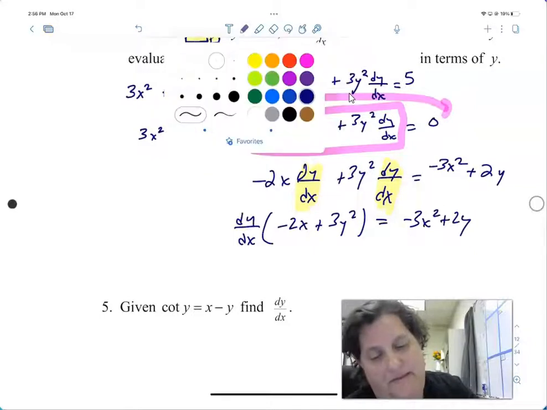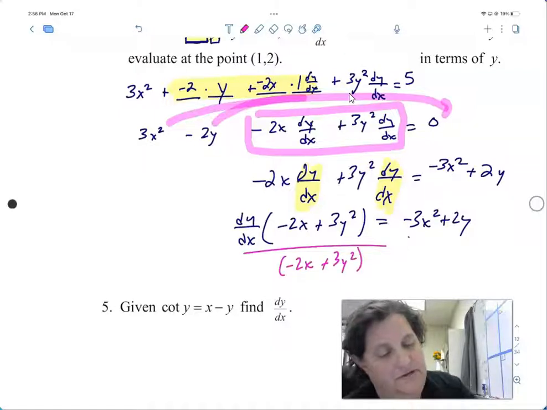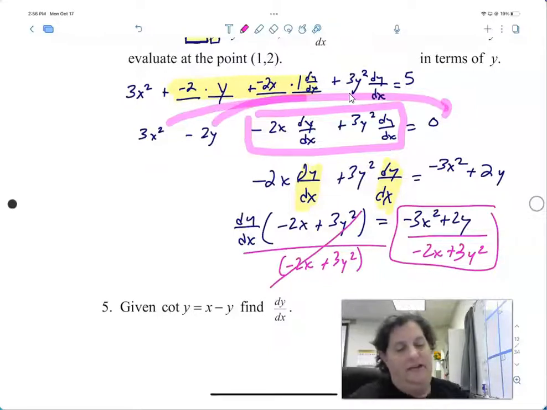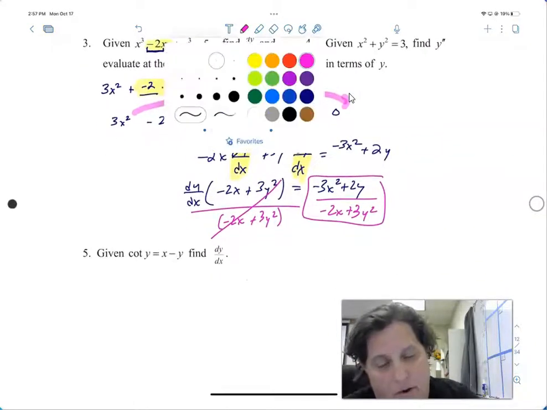And then my last step is, because I'm trying to solve for dy/dx, I divide by negative 2x plus 3y squared on both sides. And that's my final answer for dy/dx. Okay? Now this says, let's go ahead and evaluate that at the point (1, 2).